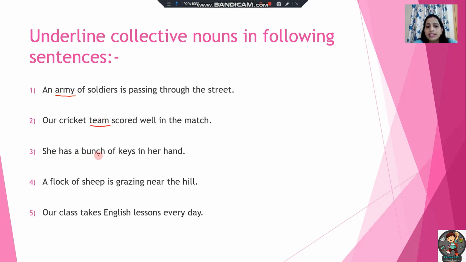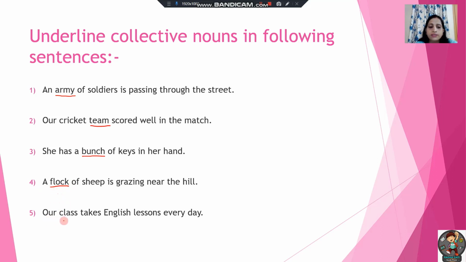Next, she has a bunch of keys in her hands. Okay, so for the keys, when we have so many keys, then we can use the word bunch as a collective noun, a bunch of keys. So here we will underline the word bunch. Next, a flock of sheep is grazing near the hill. So there are so many sheep there. So that's why for the group of sheep, we are using the word flock. So that's why we will underline the word flock here in this sentence.